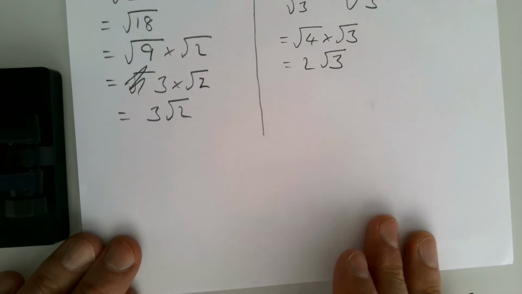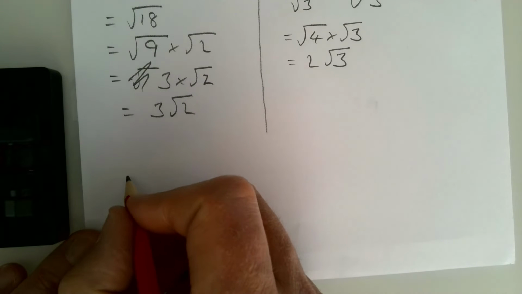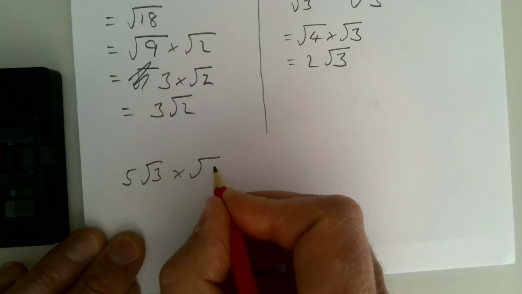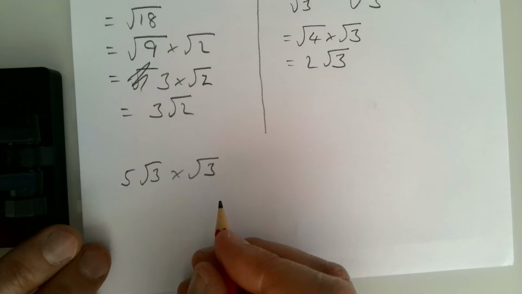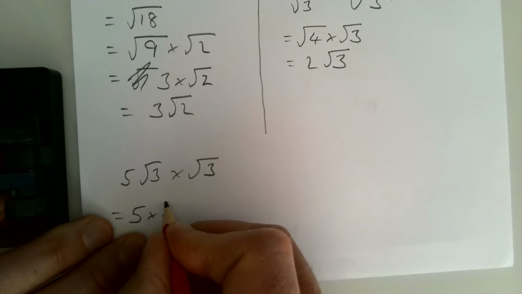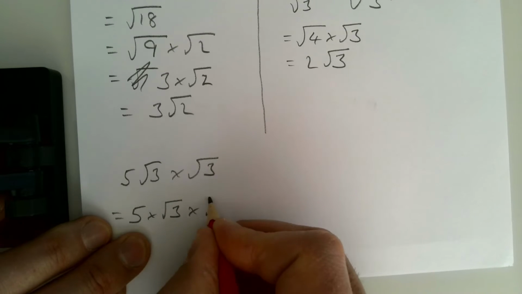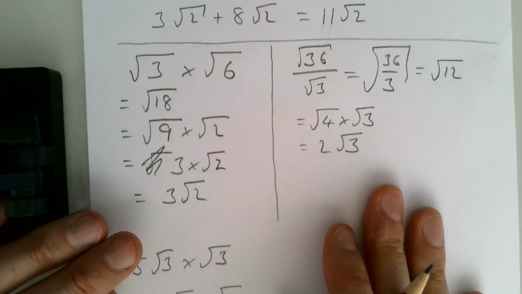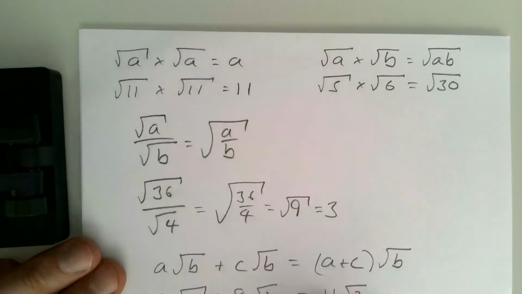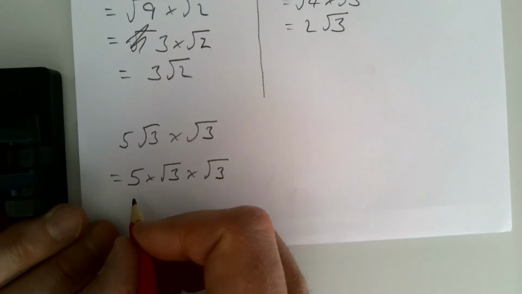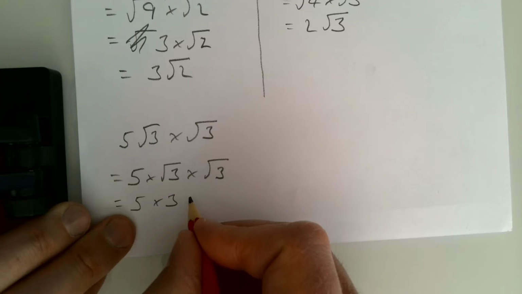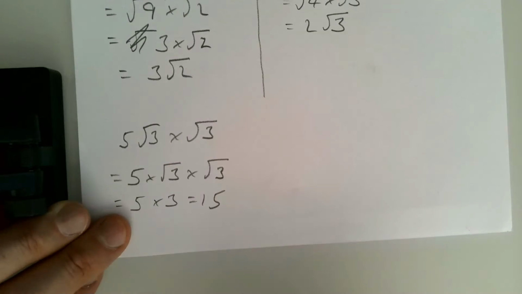Let's see if we can get another couple of examples in. 5 root 3 times root 3, again quite an odd one. That's the same as 5 times root 3 times root 3. Back up to our top example here: root 11 times root 11 gives us 11, root a times root a gives us a, root 3 times root 3 gives us 3. So it's going to be 5 times 3, and that gives us 15.